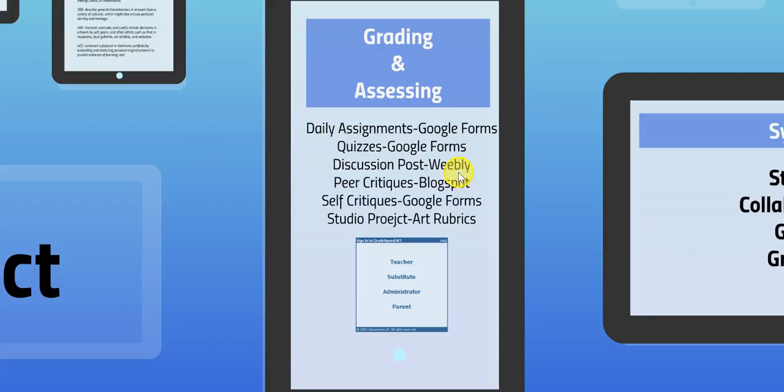The discussion posts are Weebly, peer critiques from the Blogspot, self-critiques, Google Forms, and studio projects, art rubrics. So there's not one place that I can do all of the grading. There's different types of grades that happen, and they'll all be inputted though in the GradeSpeed by the district.